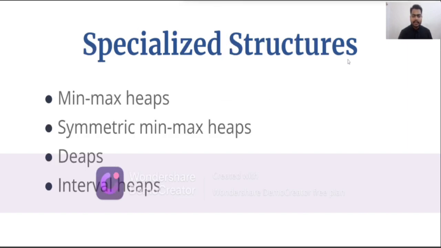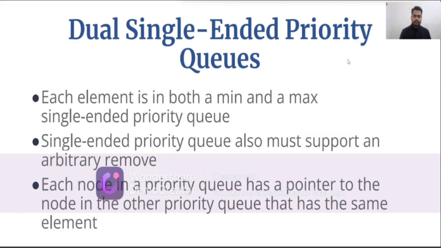What are the specialized structures with which we can implement this doubly ended priority queue? They are min-max heaps, symmetric min-max heaps, deeps, and the last one is interval heaps. We will mainly focus on min-max heaps. Actually, we have implemented it using min-max heaps.